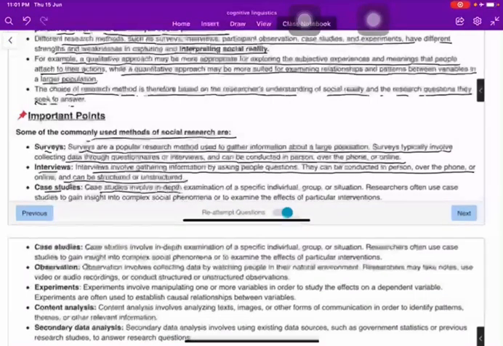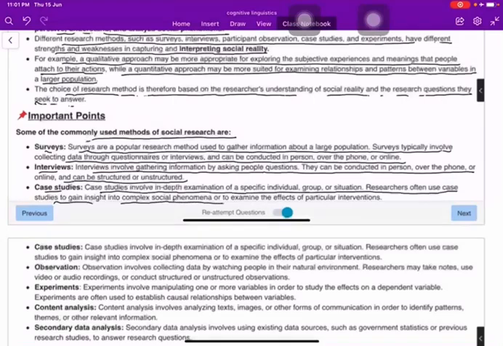A case study involves in-depth examination of a specific individual, group, or situation. Researchers often use case studies to gain insight into complex social phenomena or to examine the effects of particular interventions.